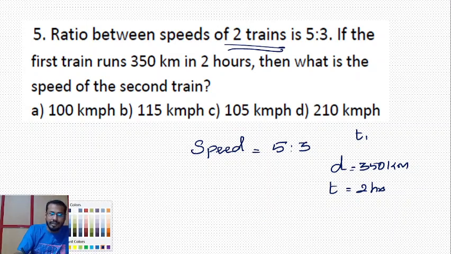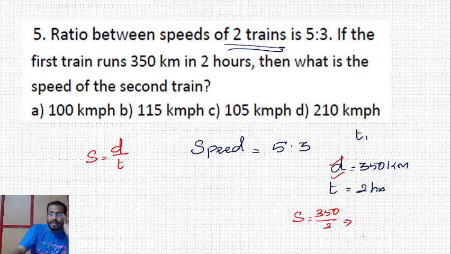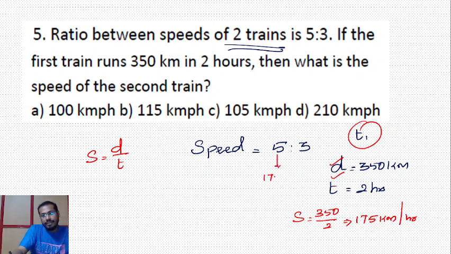Speed is not given here, but one more thing: speed is equal to distance by time. Distance is given, time is given, so we can find speed, which is equal to distance 350 divided by 2 hours, because speed should be written in kilometers per hour, for 1 hour, but here it is given for 2 hours. So convert this: 350 divided by 2 is 175 kilometers per hour. This is for the first train. Look at this, the first train speed I got is 175.